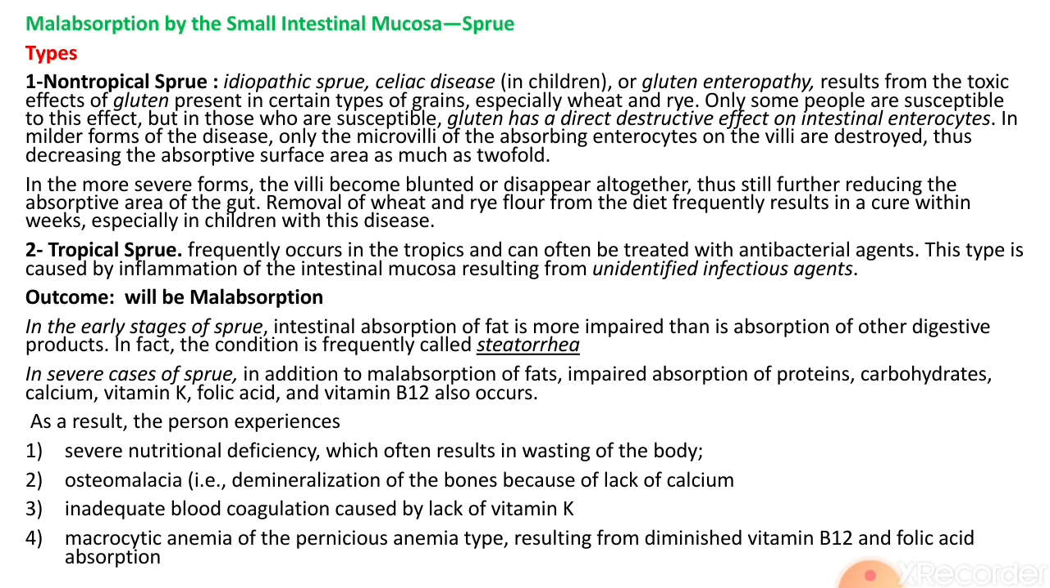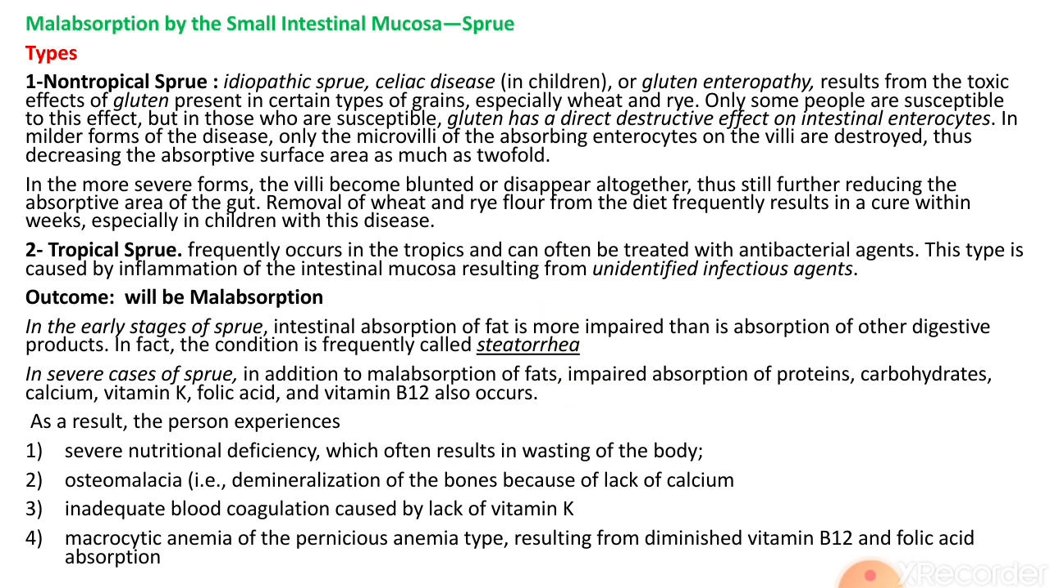The outcome of sprue, because there is damage to the absorptive surface of the intestine, is malabsorption. And as we said, the first type of food affected is fat. So they will have what we call steatorrhea, which means the passage of fatty stool, because the fat is not absorbed, so it is excreted with feces.